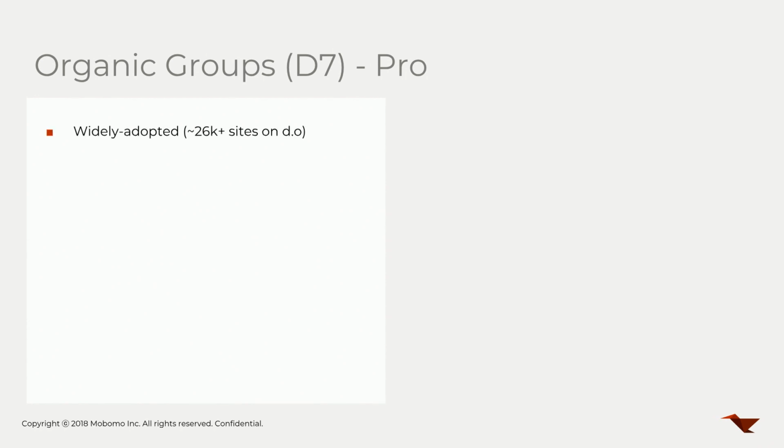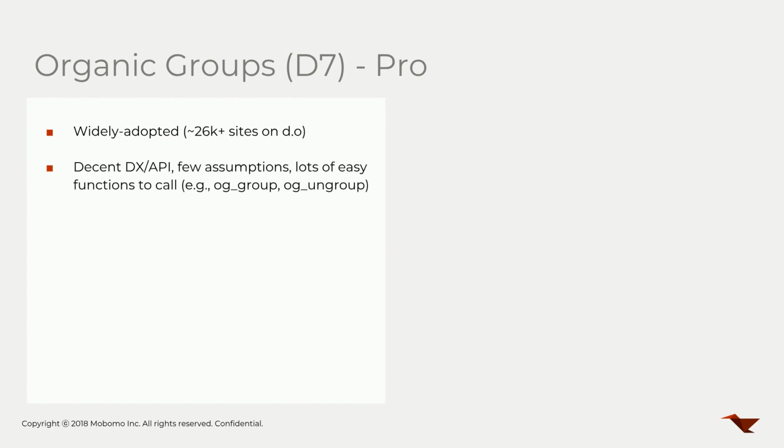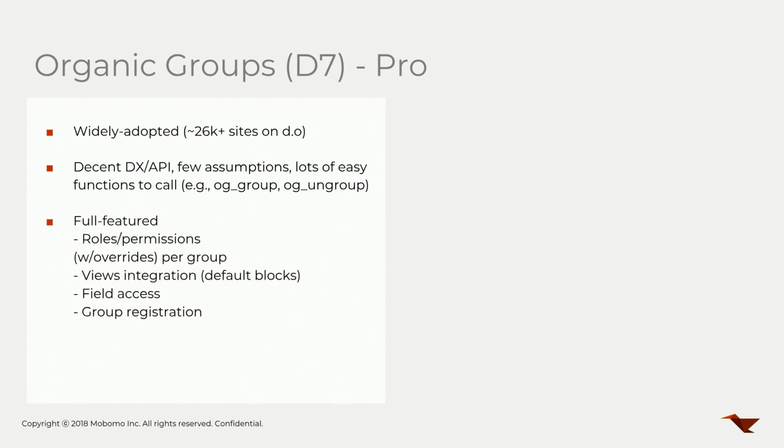So specifically on D7, it's widely adopted. Organic groups is used on thousands and thousands of sites. Like I said, there are few assumptions, but lots of easy developer experience goodies, lots of easy functions that are named intelligently and make a lot of sense, and a lot of the functionality behind the scenes that you can call on.